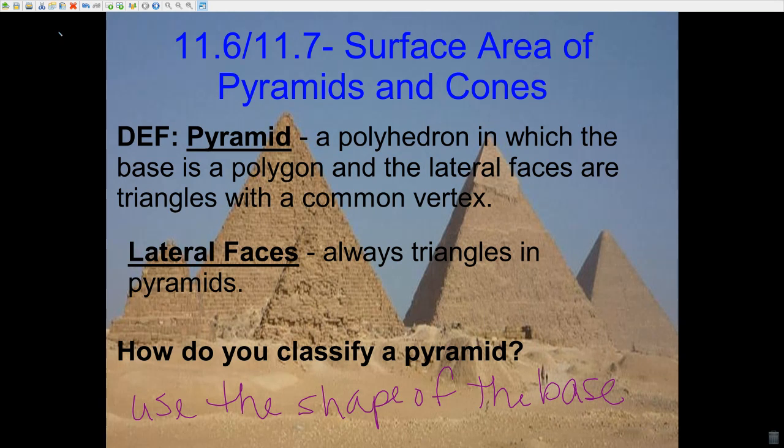A pyramid is a polyhedron in which the base is a polygon and the lateral faces are triangles with a common vertex. We'll break down some of this vocabulary a little later. Lateral faces are always triangles in the pyramid, and you notice there's even triangles in these pyramids, right? Like this. Those are lateral faces. How do you classify these pyramids? You are going to use the shape of the base. And we're going to look at that in an example on the next page here.